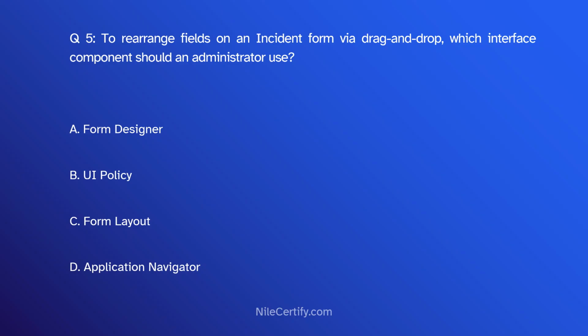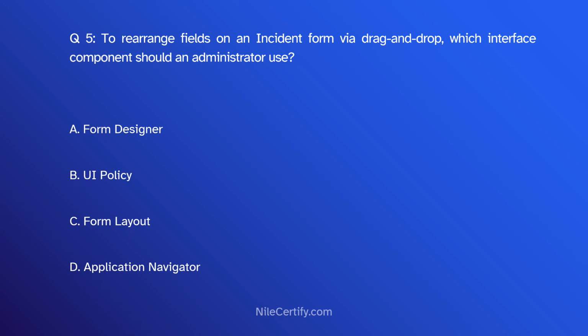Option C, form layout, and now this is the sneaky one. Form layout absolutely changes which fields are on the form, but the interface is the older slush bucket style, not the drag and drop. You move fields between available and selected using arrows, not by dragging them around the canvas. So form layout does layout, but not with drag and drop. And the question is very specific, so that rules this one out. C is incorrect for this question.